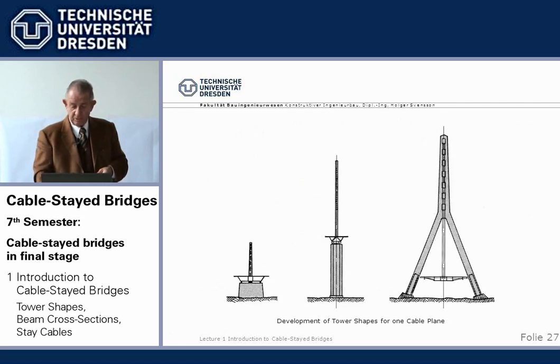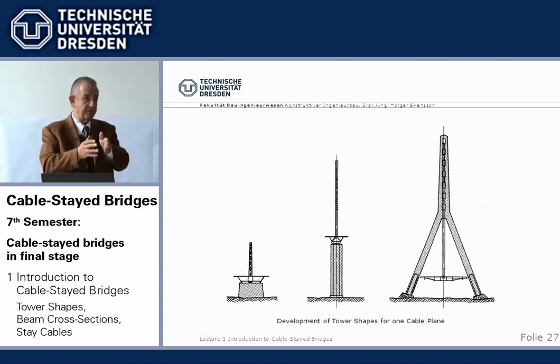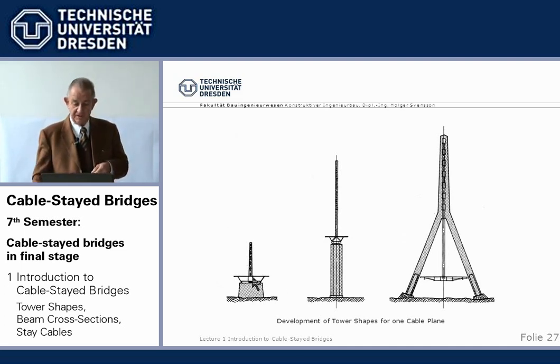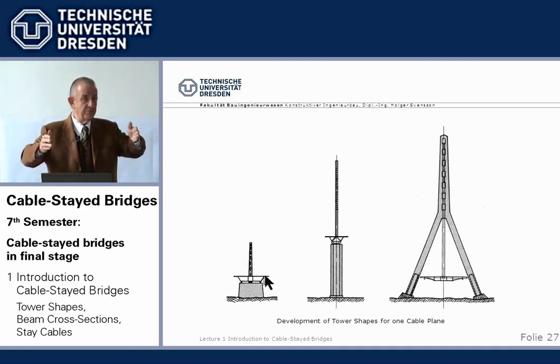Now, if we have one central cable plane only, which of course is sufficient to keep up the beam, the beam of course then has to be able to take torsion if we have live load standing only on one side of the beam. It must not rotate too much. So for these types we always need a box which takes the torsion. With two cable planes we can use an open cross section because the two cable planes themselves can carry eccentric load by a force couple.